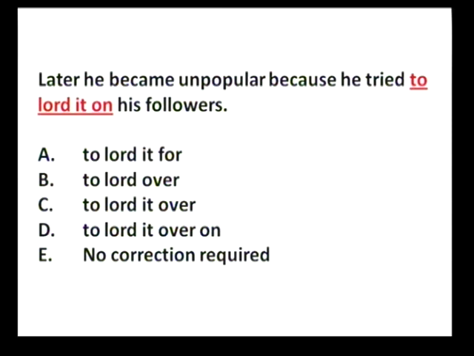Later he became unpopular because he tried to lord it on his followers. Options: he tried to lord it for, he tried to lord over, he tried to lord it over, he tried to lord it over on. The correct answer is C. He tried to lord it over.